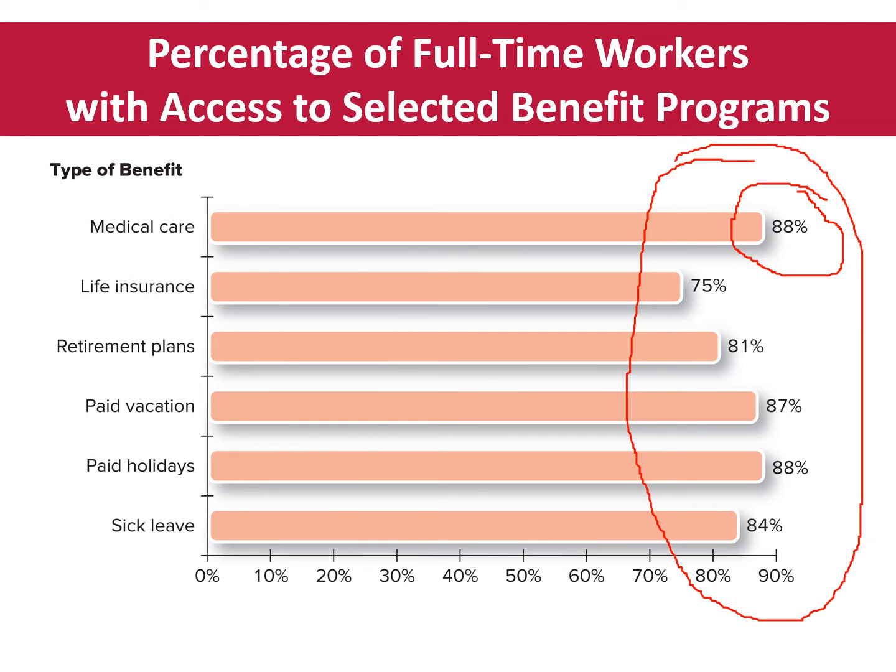What this does is set an expectation in the marketplace. If you're an employer who is not providing these benefits, you're violating that expectation, that norm, and that's going to make you a less attractive employer. So if you want to be competitive as an employer in the marketplace, you need to consider what your competition is doing in terms of providing benefits and make sure that you're competitive.